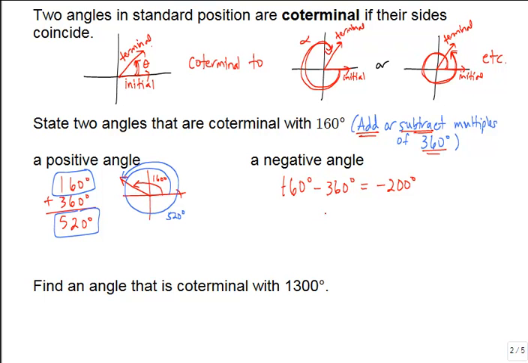So if we draw a picture of that, again, here's our 160, this amount right here. And then this time, we're going from this initial side clockwise to that terminal side, and that would be that negative 200 degrees. So 160 and negative 200 would be considered coterminal. So all you have to do is add or subtract multiples of 360 to get multiple coterminal angles.